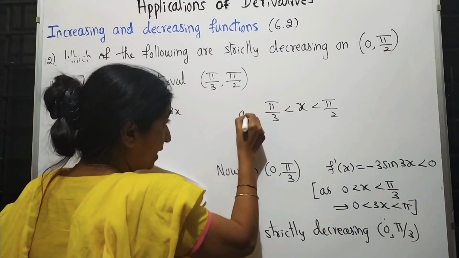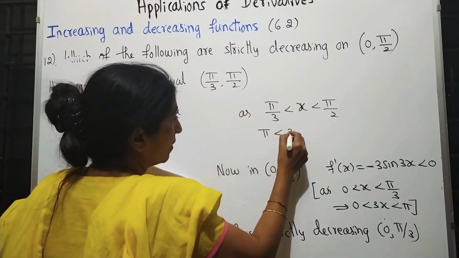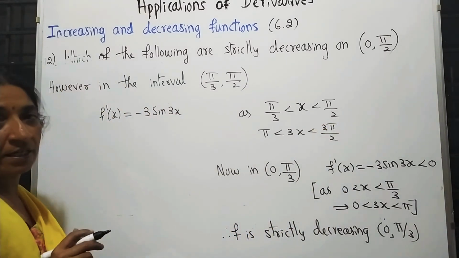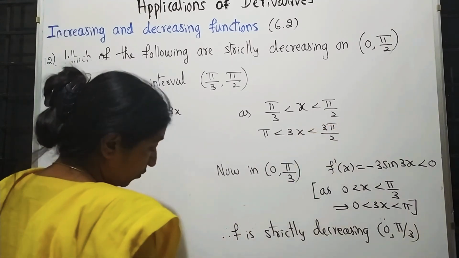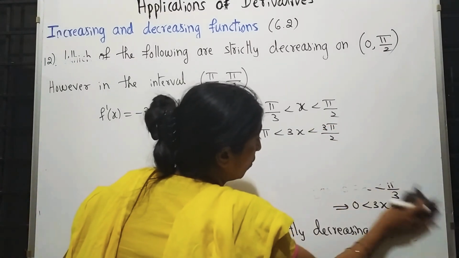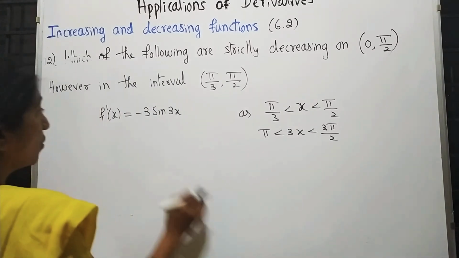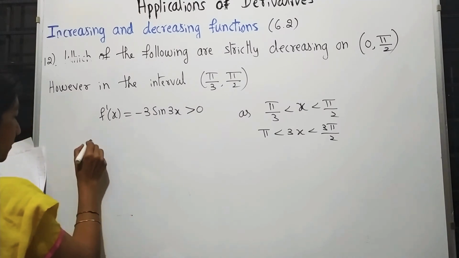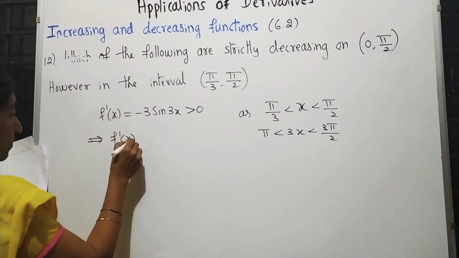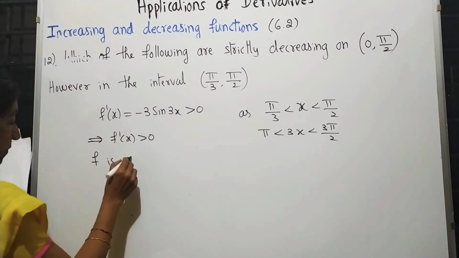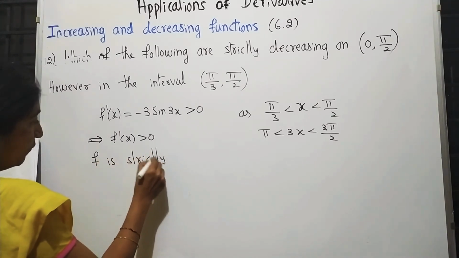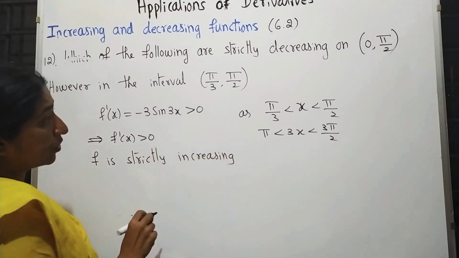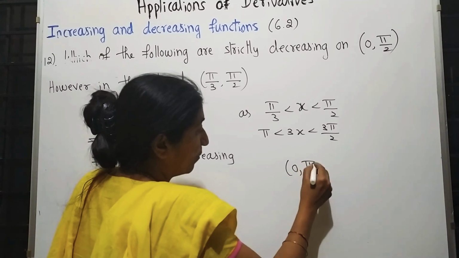That means we are multiplying with 3, and multiplying with 3 means you are getting the interval pi and 3 pi by 2. Pi and 3 pi by 2 is the third quadrant. In the third quadrant sign is negative. Already it is a minus, minus into minus becomes plus, it is greater than 0. F is strictly increasing.